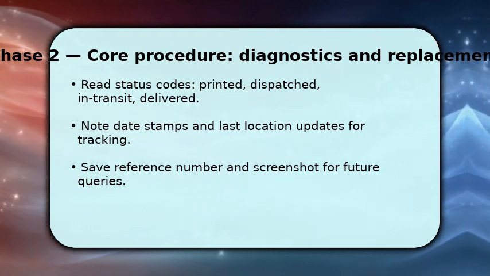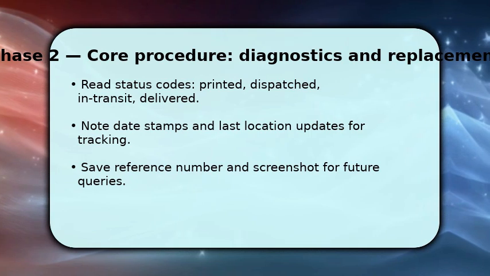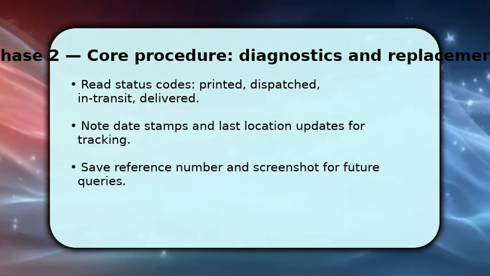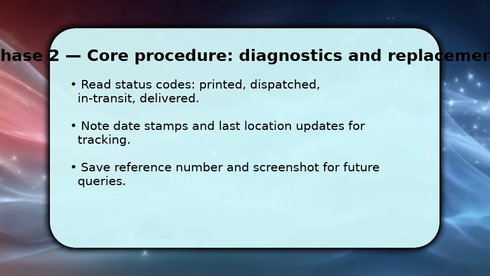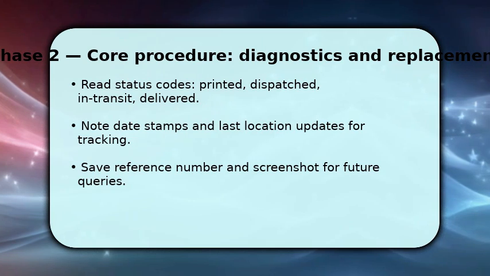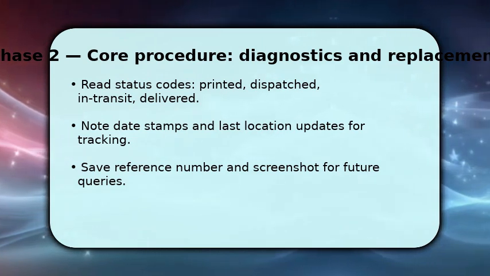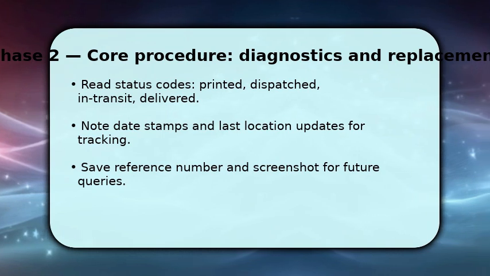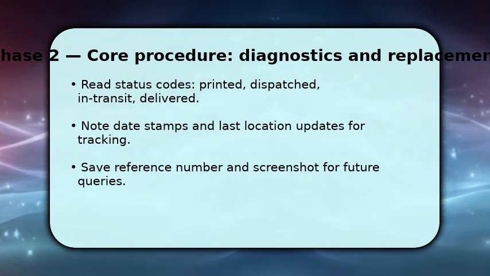If it says printed, expect processing. Dispatched or in transit means postal handling, and delivered means the post office logged delivery. Make sure to note the last known location and date, because that helps if you escalate. Take a screenshot or copy the reference number. This saves time if you later contact UID or the Postal Service for follow-up.